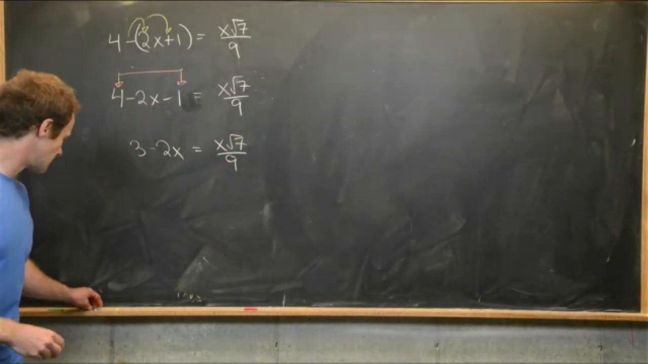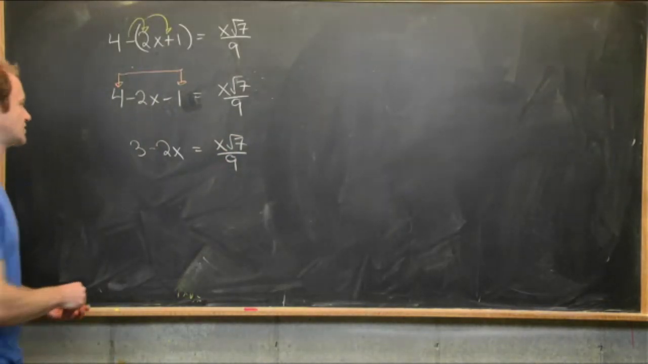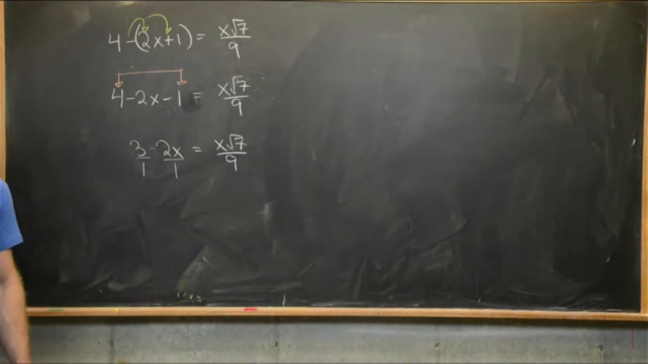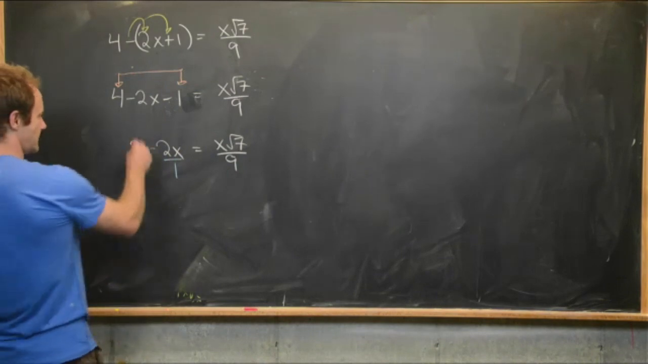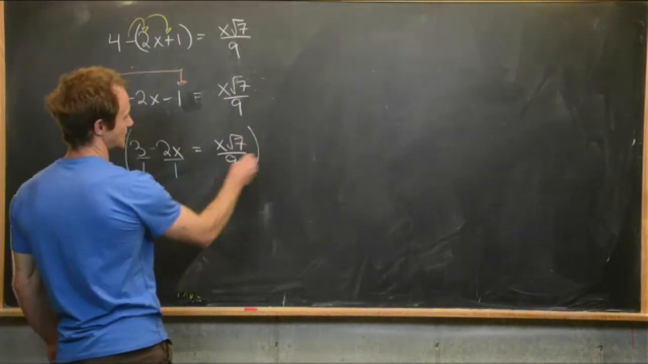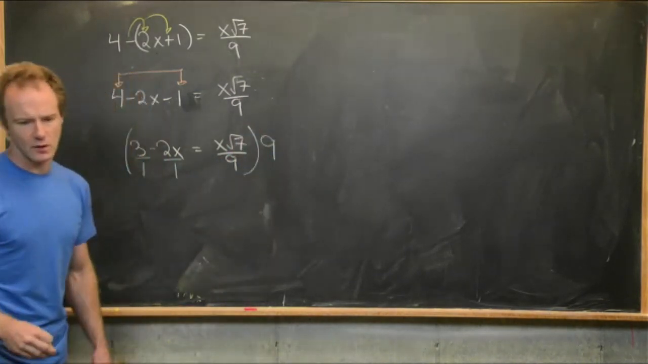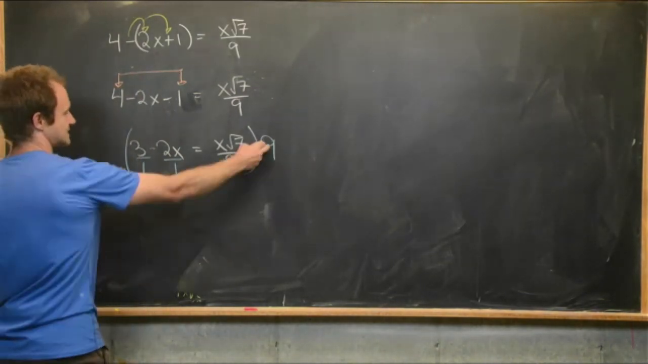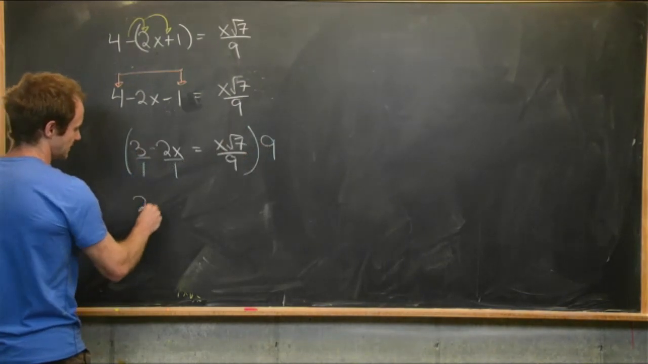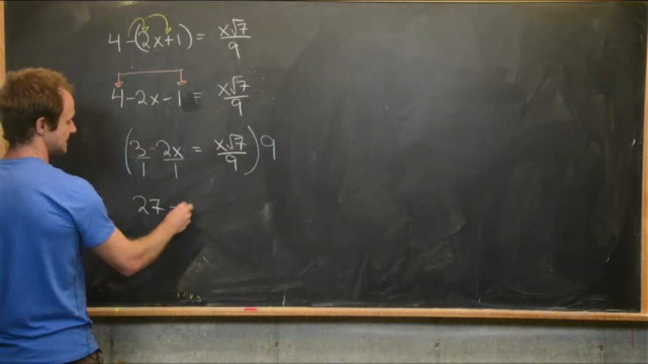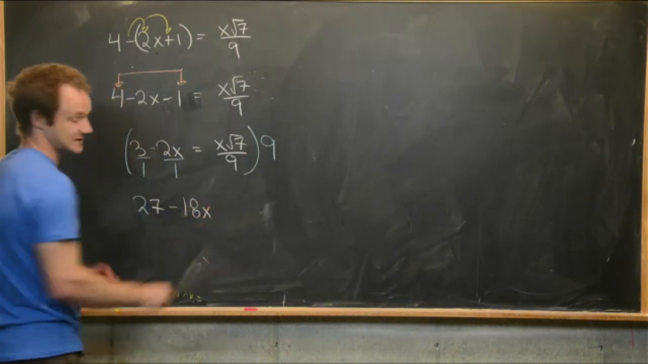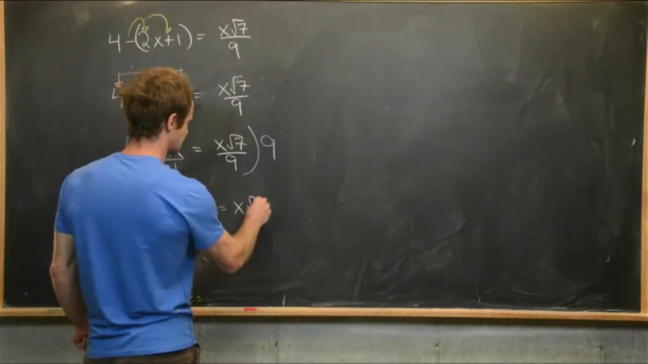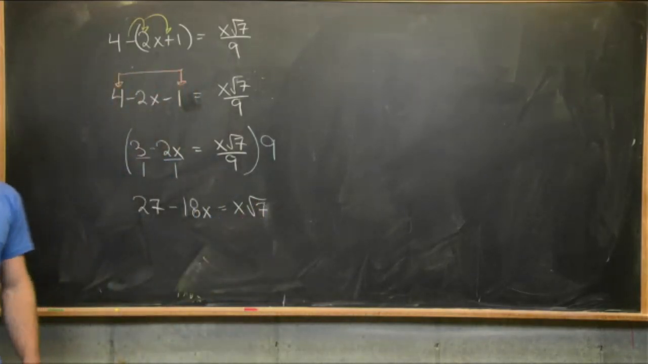Now we can start transforming this so there are no fractions anymore. So again, think of this as fractions with a denominator of 1. So if we want to cancel those out, we can multiply the whole thing by 9. So let's see. That's going to give us 9 times 3, so 27, minus 9 times 2, so that's 18x. And then this is going to be equal to x times the square root of 7.